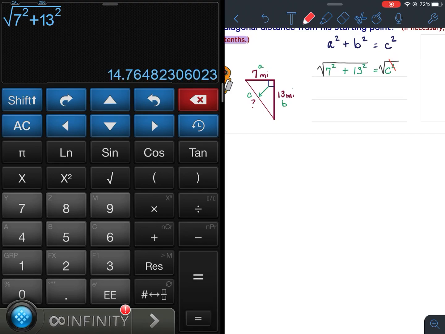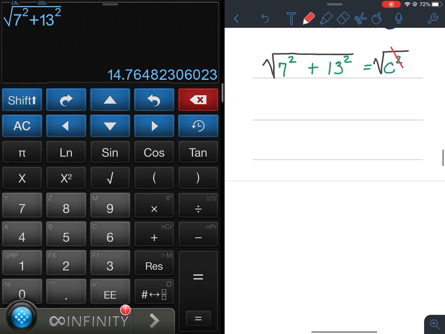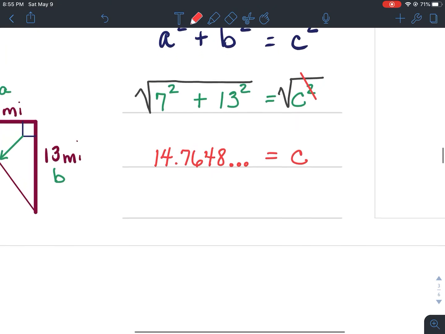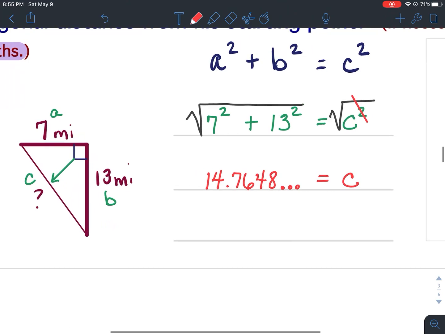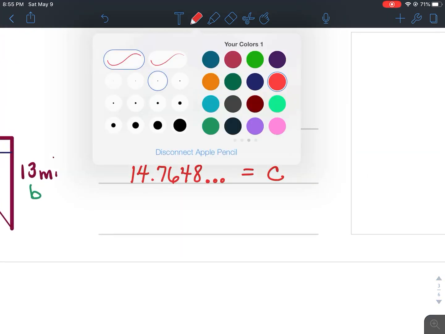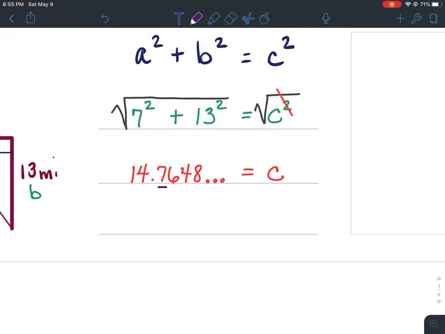Once again, we get this big, long number. Okay, so we know that it is 14.7648. Use the ellipsis, equals C. All right, we'll get that out of the way now. Now, it says in the directions, if necessary, to round it to the nearest tenths. So we're going to round this decimal to the nearest tenths. So that is 1 decimal place.